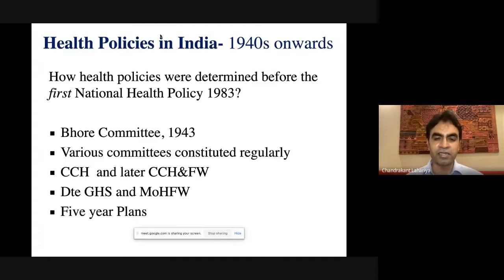So I have a slide. The next slide shows the various committees. We will not go into details in the interest of time, but you will get a sense that regularly, high-level committees were formed and gave recommendations which were utilized to formulate policy.